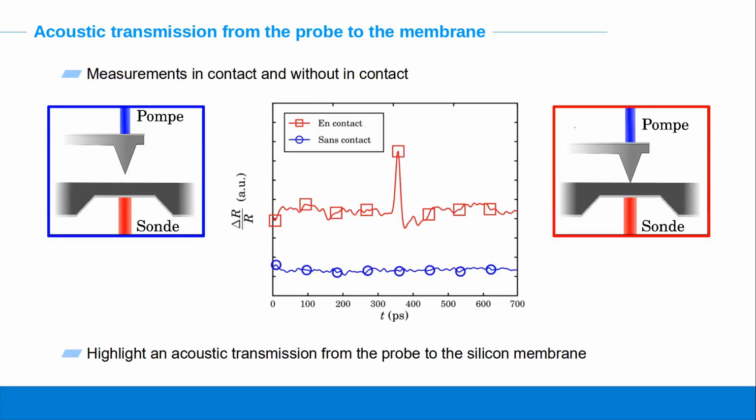And so if we do this experiment again when there is no contact between the AFM probe and the silicon substrate, we don't see any structures, but when you use the contact, you find again this important peak. In that case, with a much larger average number of measurements. And so it highlights that there is an acoustic transmission between the AFM probe and the silicon membrane.